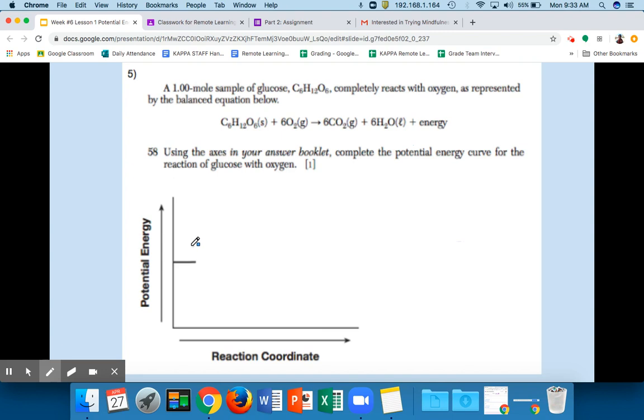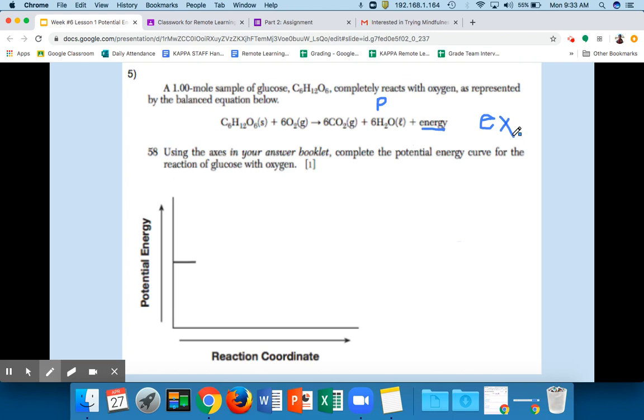So basically, you're going to draw a graph. You're going to draw a hump, but we don't know what it looks like. So we have to look at our reaction. What do you notice about this? Will it be endothermic or exothermic? We see energy over here, again on the product side. So that means this is going to be an exothermic reaction.